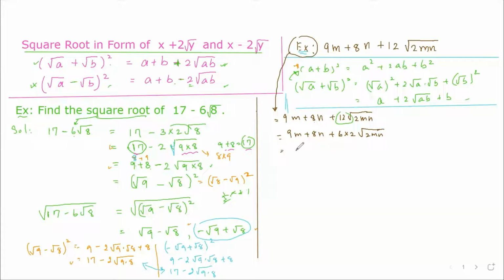Okay, so from the formula, I will keep 2, but 6 put back in the square root. So I have 2 here, square root. 6 moves inside the square root and becomes 36, correct? And times 2mn.